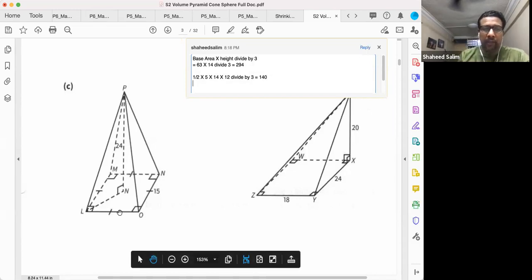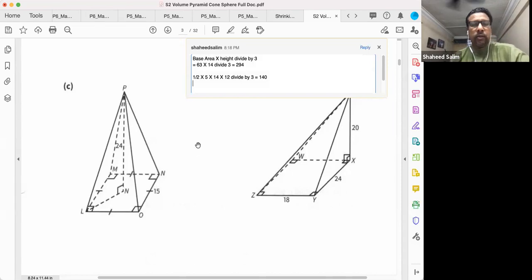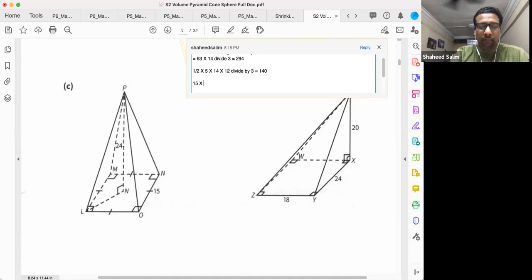Find the area of the square first, 15 by 15. Okay, well done. But did you divide by 3? So the bottom part, let's say 15 times 15, then you times by the height 24. Then you divide the answer by 3. Do you do that? 15 times 15, you get the area, times the height 24. Then the final answer divide by 3. The final one, 1D is correct, Shafi. So you are supposed to get 1800.